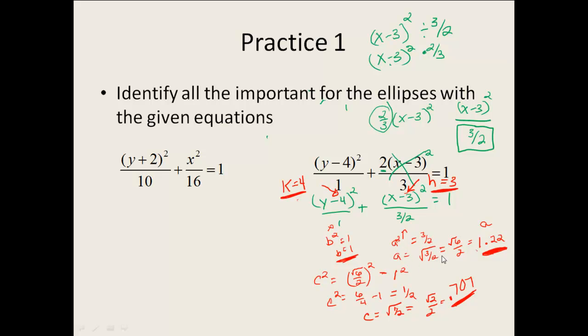So I went through and solved it, and when I rationalized it, I got the square root of 6 over 2, or about 1.22. Then I went through my b squared. 1 is where my b squared goes, so b squared has to equal 1. Went through and I solved that, and I got b equal to 1. Once I had a and b, I went ahead and used that formula, and I plugged in my a, squared it, subtracted my b squared, and I ended up getting c to be the square root of 1/2. Rationalize that, it's the square root of 2 over 2, or about 0.707.